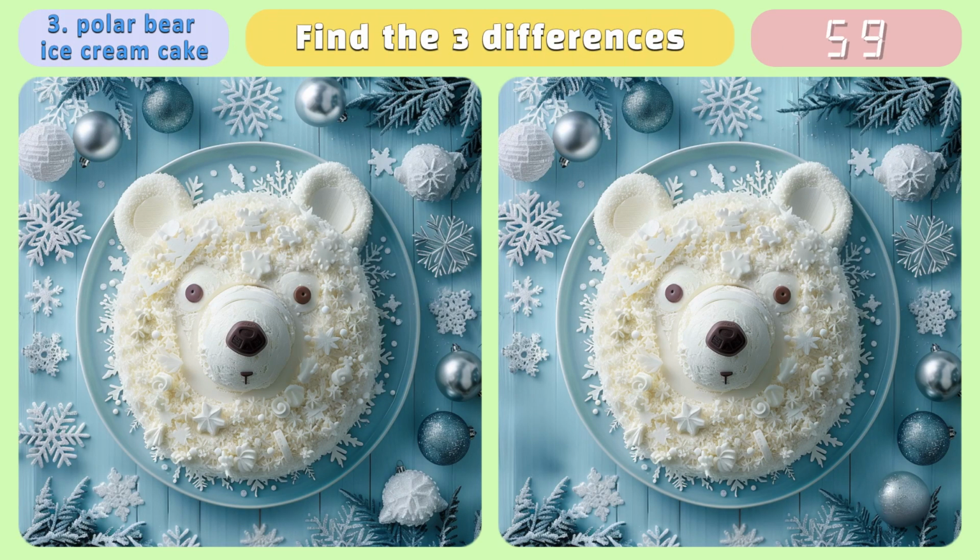Find the three differences. It's a polar bear ice cream cake. Vanilla ice cream was covered with coconut shreds to represent fur.